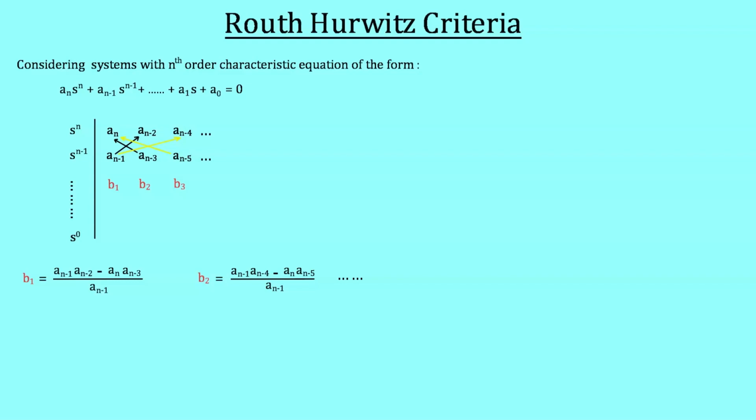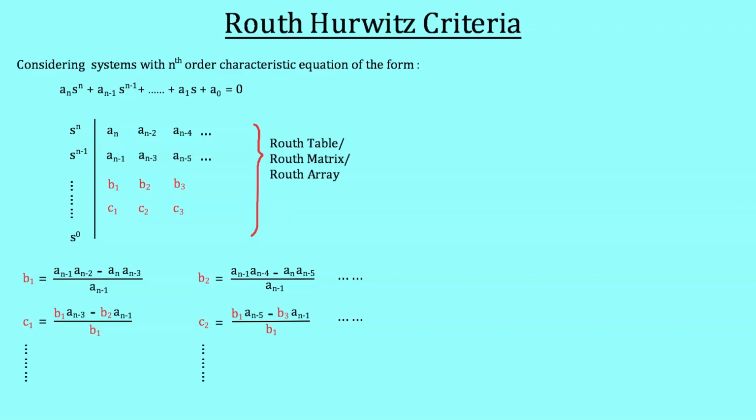The next row also will be calculated in a similar fashion and you have to keep on calculating different values of different elements in this table. This table is having different names like Routh table, Routh matrix as well as Routh array.